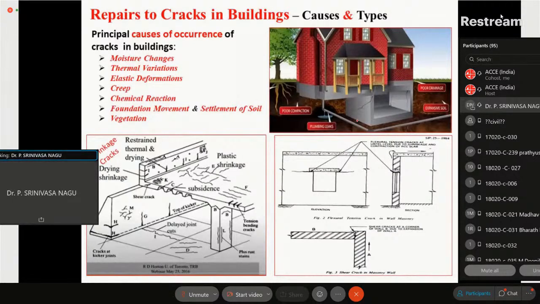If you design the structure to counter the deformation accordingly, then the cracks won't appear. So all these things. Creep. What is creep? Long sustained loading causes plastic deformation, which we call creep. It may be due to thermal temperature reasons also in very few cases.